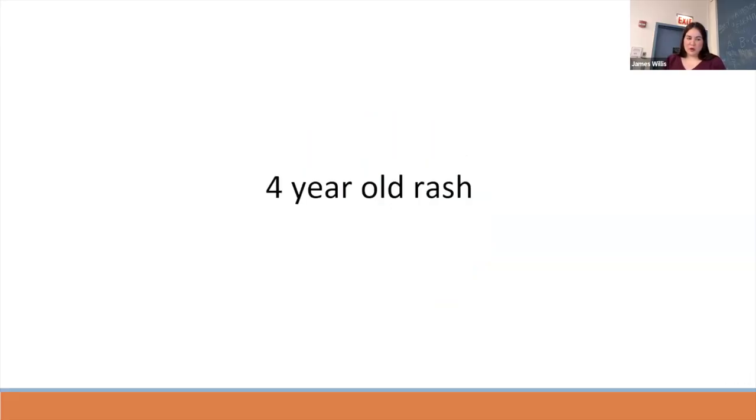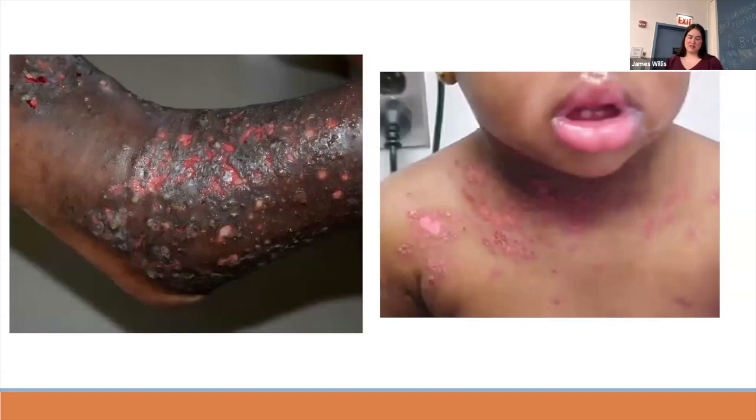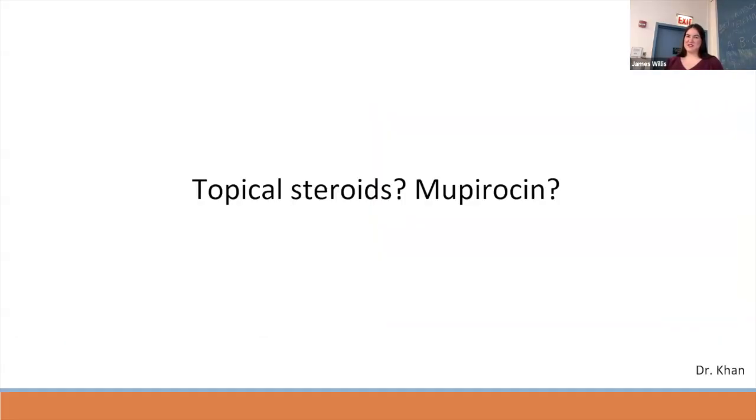Your next one is a 4-year-old with a rash. They have a history of eczema, and you walk into the asthma room and you see this. Any thoughts? Maybe this will help more, or this. Topical steroids and mupirocin, go home. Morley shaking his head.